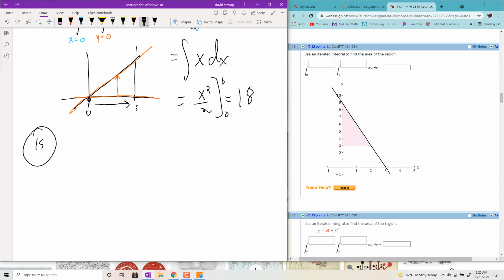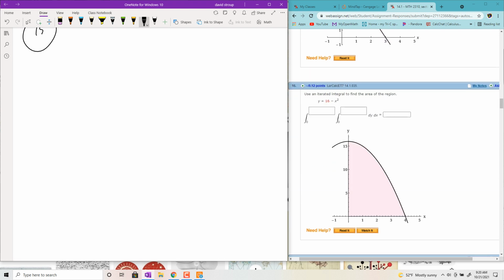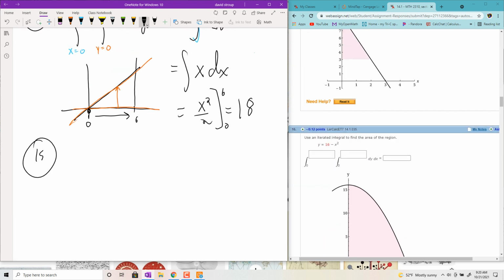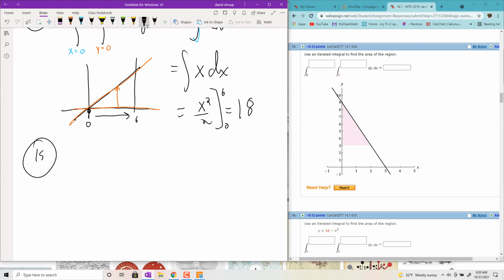Let's not spend too much time on these. This one just looks weird. Okay, so this one's dy dx. Our little region here.